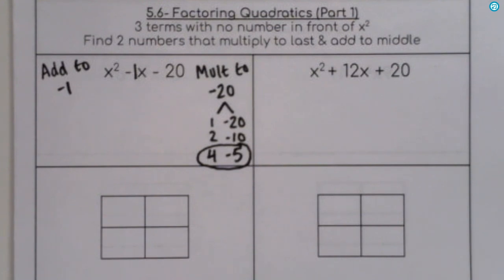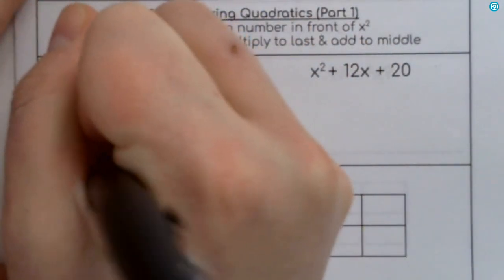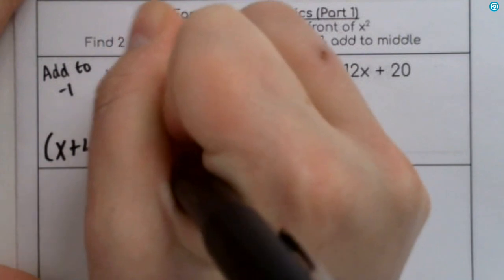Once I figure those out, how I write my answer is like this. I'm going to write x plus 4 times x minus 5.